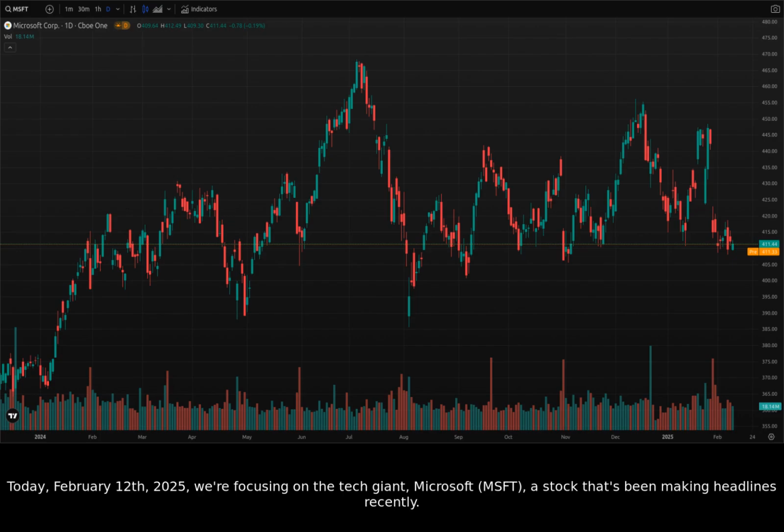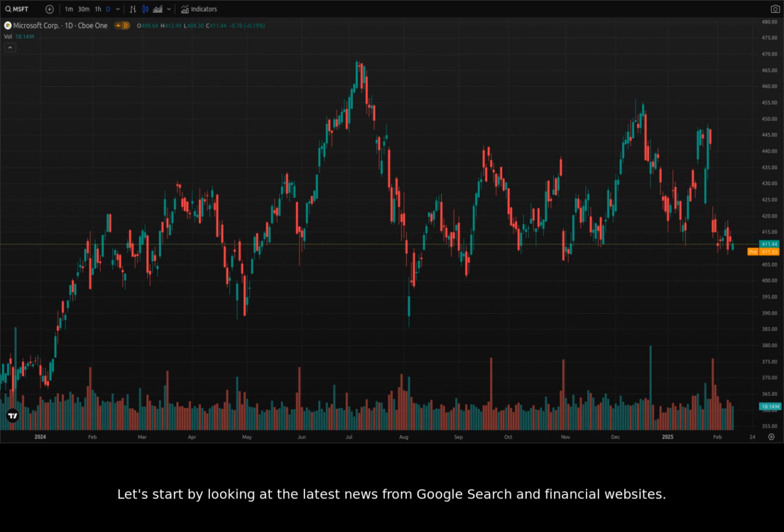Today, February 12th, 2025, we're focusing on the tech giant, Microsoft, MSFT, a stock that's been making headlines recently. Let's start by looking at the latest news from Google search and financial websites.